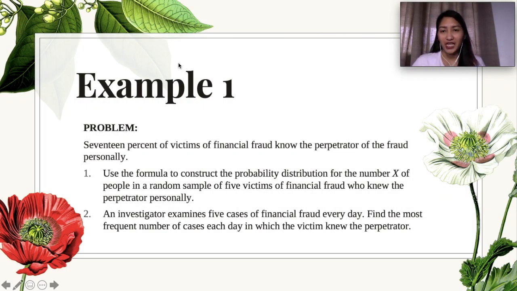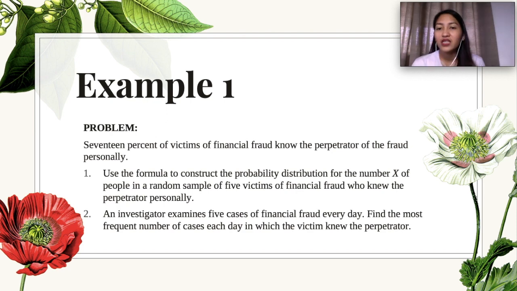So, ito yung sample problem natin. 17% of victims of financial fraud know the perpetrator of the fraud personally. Use the formula to construct the probability distribution for the number x of people in a random sample of 5 victims of financial fraud who knew the perpetrator personally. So, lahat daw ng nabibiktima ng financial fraud, 17% sa kanila ay kilala nila yung perpetrator or yung nang victimize sa kanila. So, ngayon, pinapagawa tayo ng probability distribution na kung saan ay meron tayong 5 victims and then gusto nating malaman kung ano yung probability for each, for the 5 trials or for the 5 victims, kung kilala ba nila yung perpetrator or hindi.